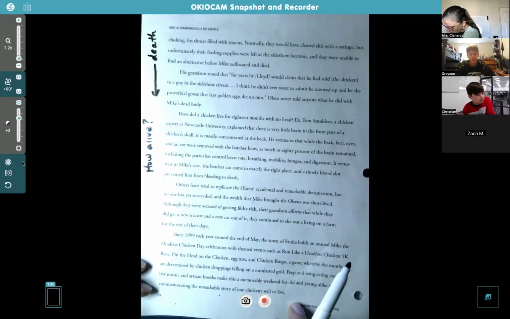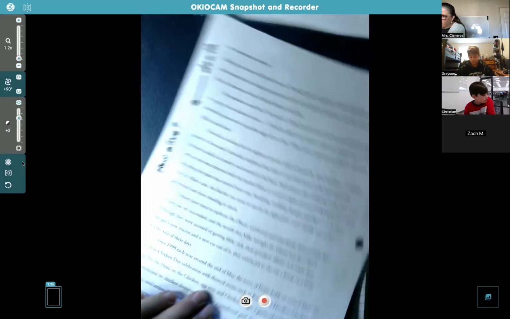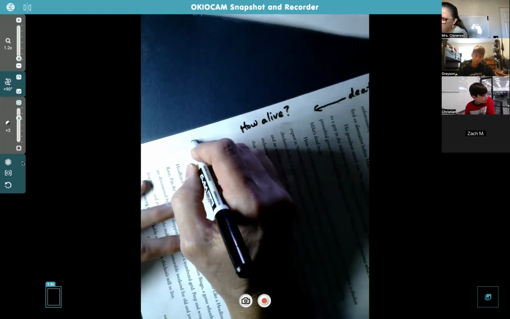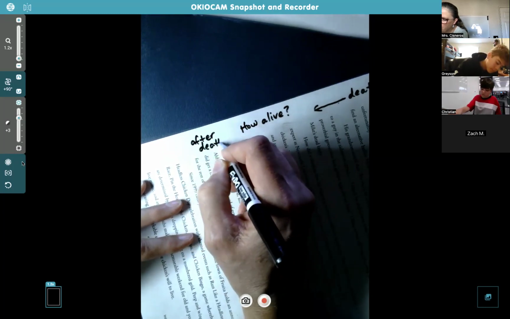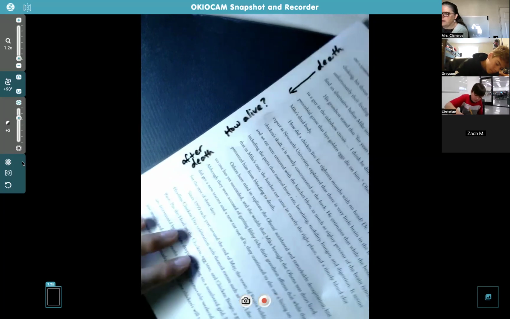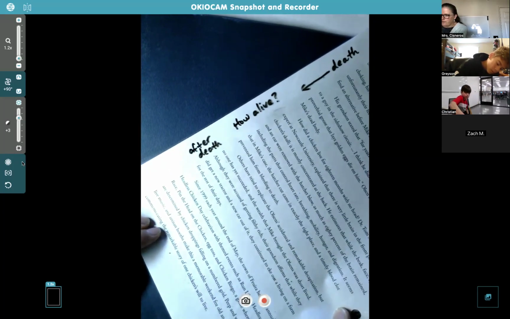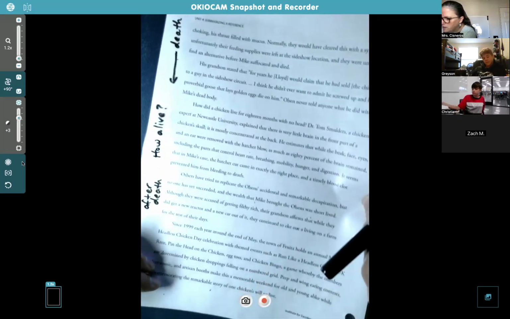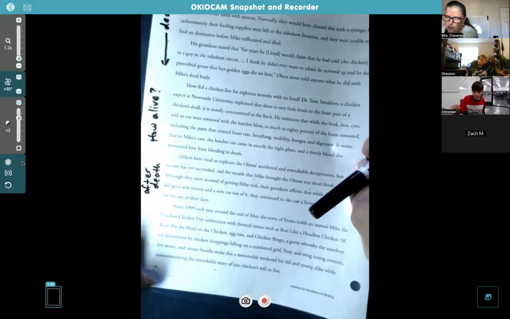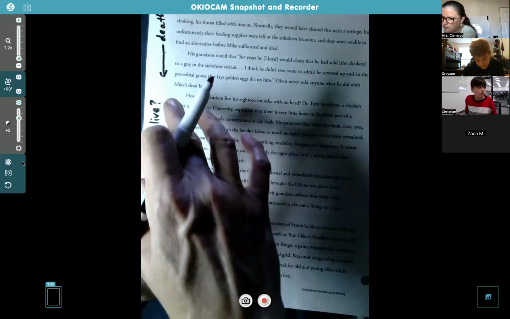But this was after his death. So I'm going to put "after death" here. After death on that paragraph. That's the one that starts with "others," okay? I hope you guys are writing these notes in the margin because you're going to need them later, okay?